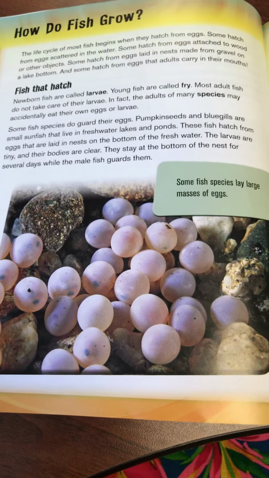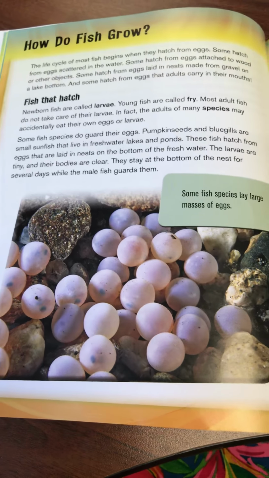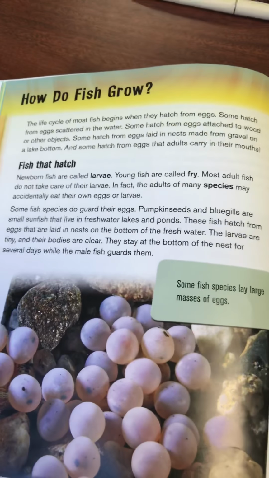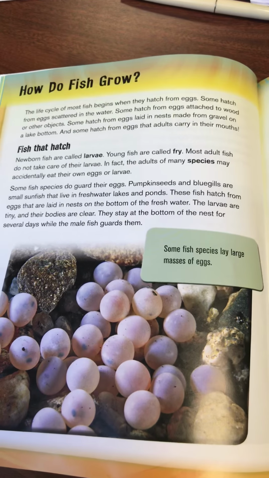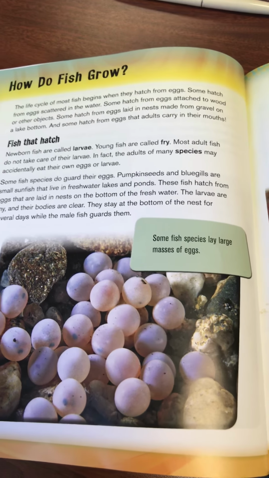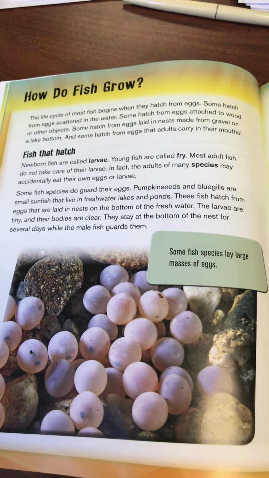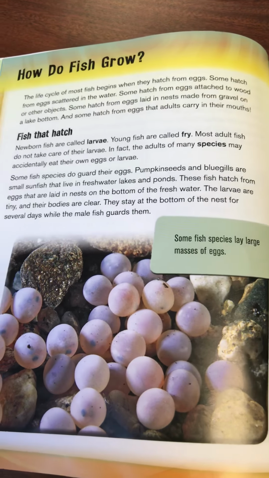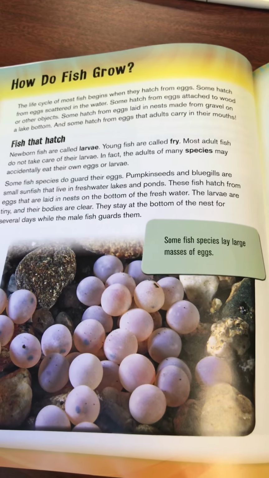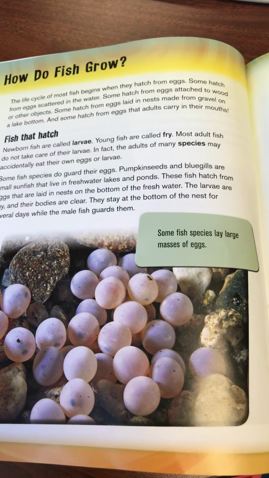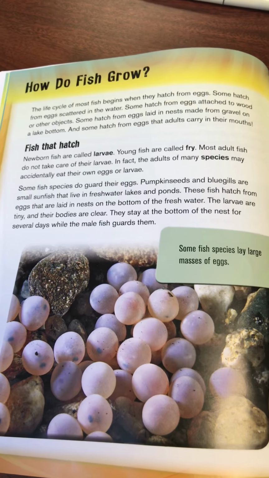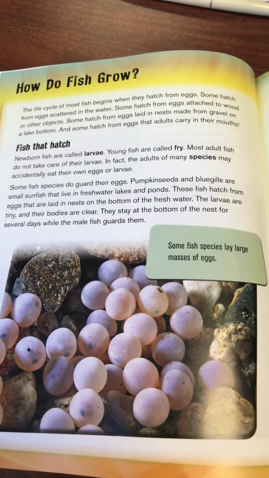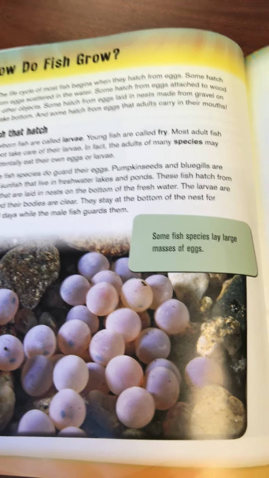Some fish species do guard their eggs. Pumpkin seeds and bluegills are small sunfish that live in freshwater lakes and ponds. These fish hatch from eggs that are laid in nests on the bottom of fresh water. The larvae are tiny and their bodies are clear. They stay at the bottom of the nest for several days while the male fish guards them.